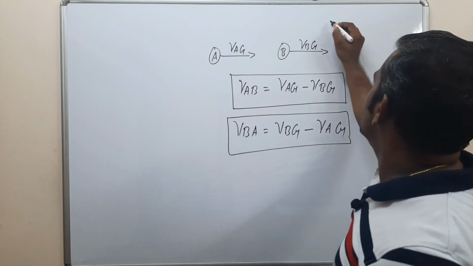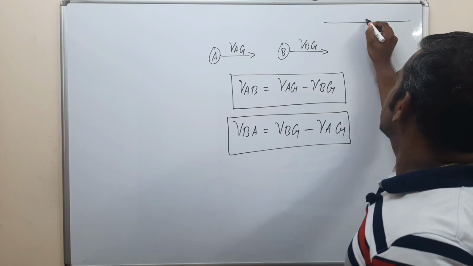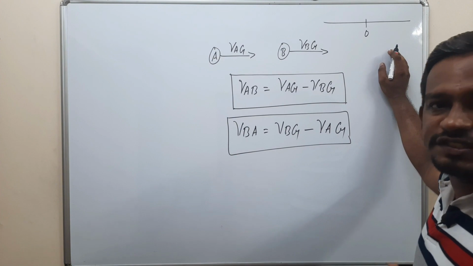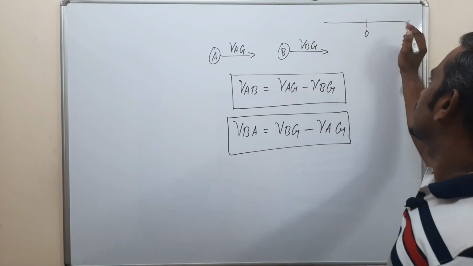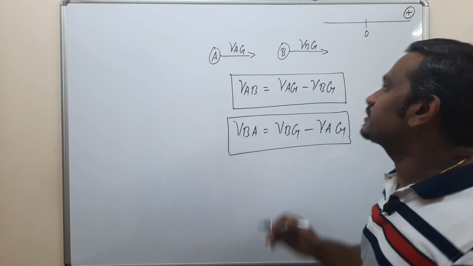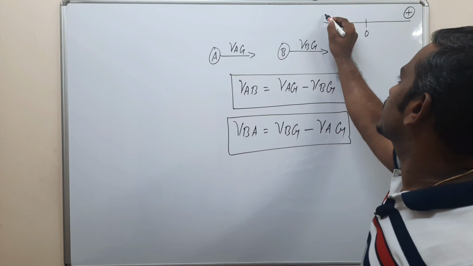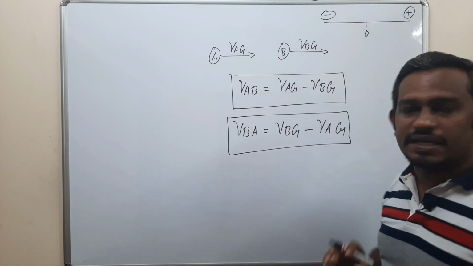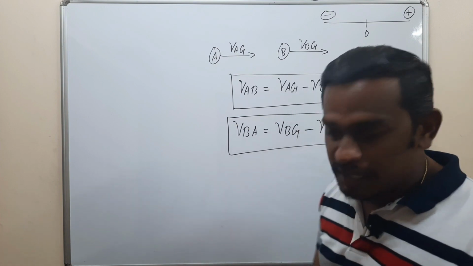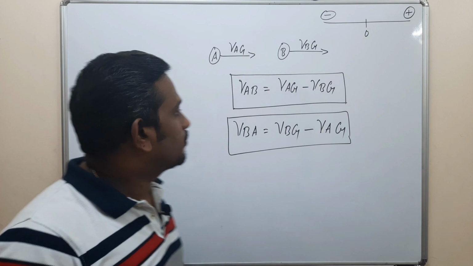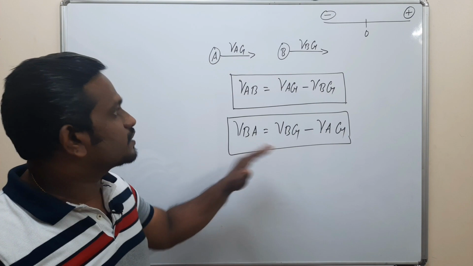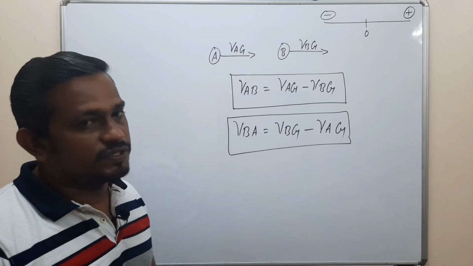Sign convention: suppose this is the origin. The velocity of objects going in the rightward direction is taken as positive, and the velocity of objects going in the leftward direction is taken as negative. This is the sign convention we are using for solving the problems. So these are the things you have to keep in mind: velocity of A with respect to B, similarly velocity of B with respect to A, and also the sign conventions.